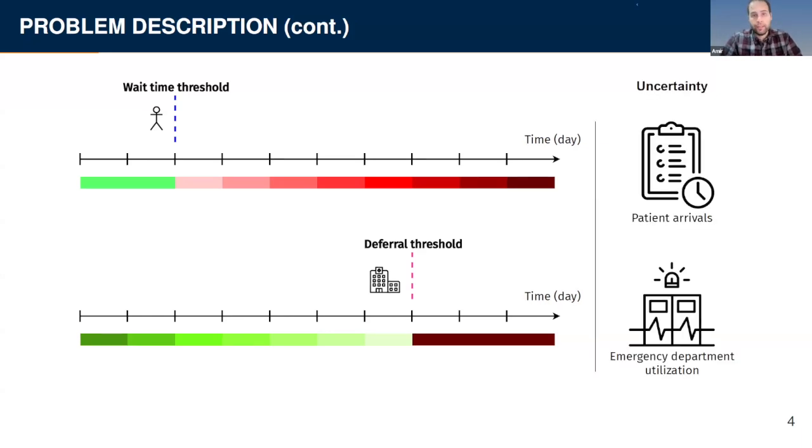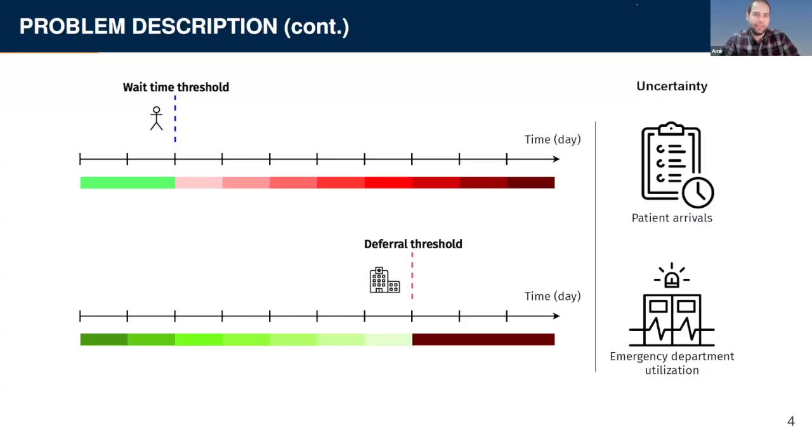In terms of uncertainties, we consider two different types of uncertainties in this particular problem. First of all, we do not have full information about how many patients of different classes, different treatment types, and different priority levels would arrive every single day, right? That is uncertain, and it's one of the aspects that contributes to the dynamicity of this problem.